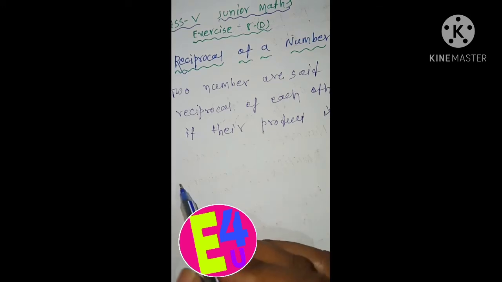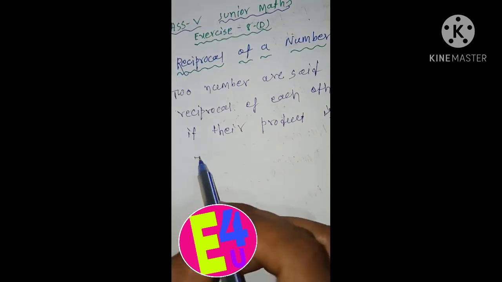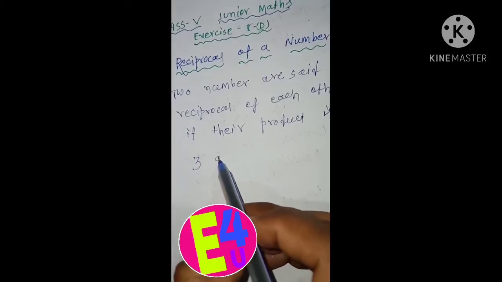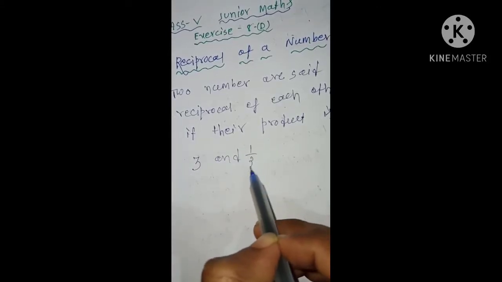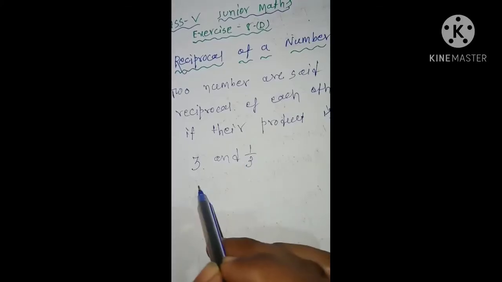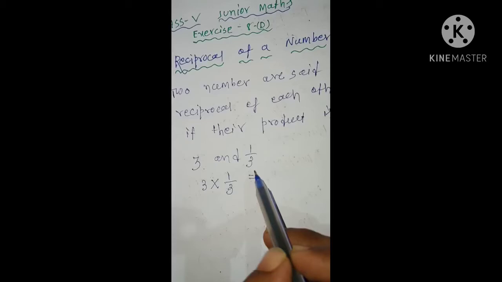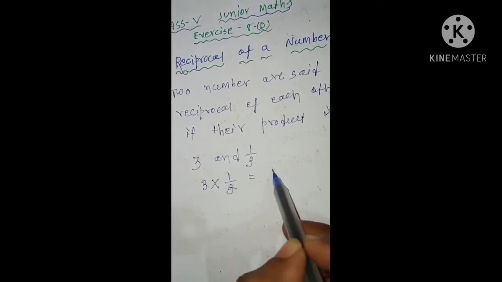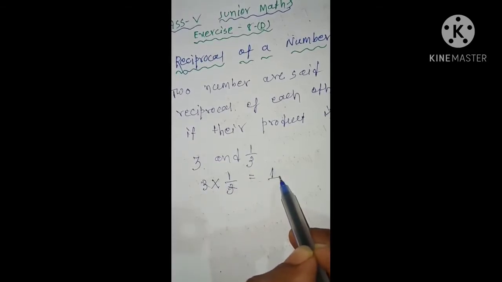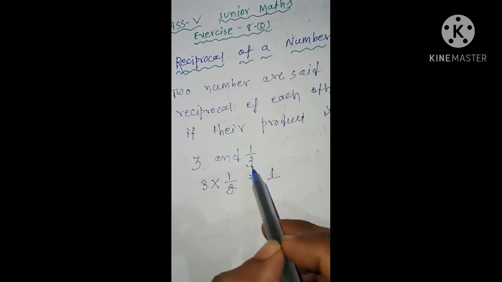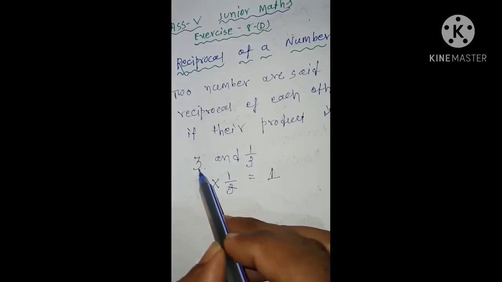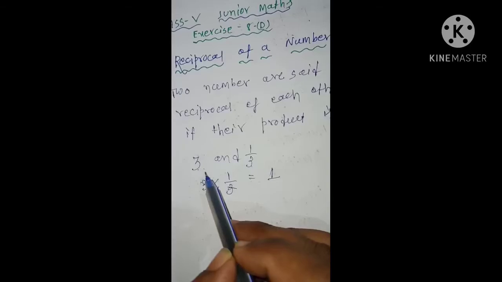Suppose I take one example, like 3 and 1 by 3. If we multiply these two, 3 into 1 by 3, we already know how to multiply this, the 3 will be cancelled and the result will be 1. So it means that 1 by 3 is the reciprocal of 3. Understood now, all of you?